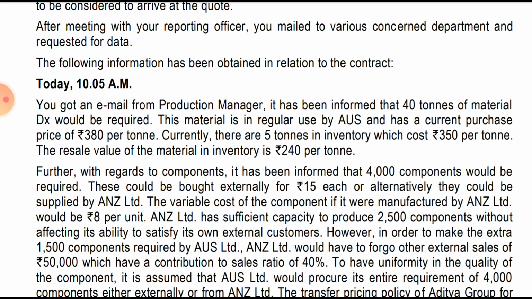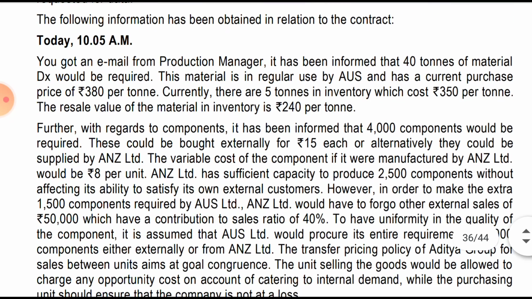Currently there are 5 tons in the inventory which cost 350 per ton. The resale value of the material in the inventory is 240. So we have 5 tons costing 350 per ton. That is all irrelevant. We just have to keep in mind that the 380, the current purchase cost, will be relevant for this 40 tons of material. So what we will do is 40 multiplied by 380, as simple as that.